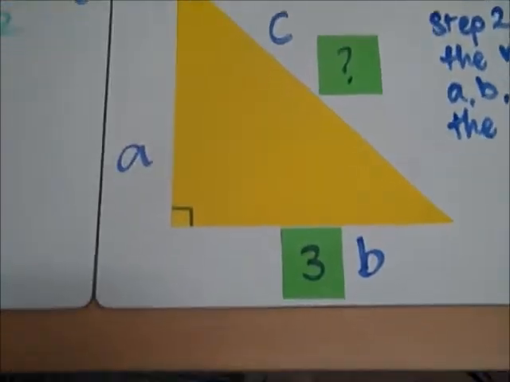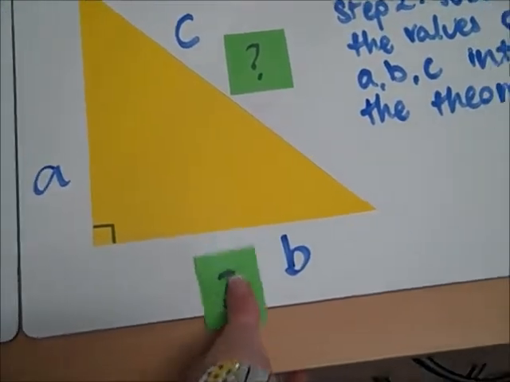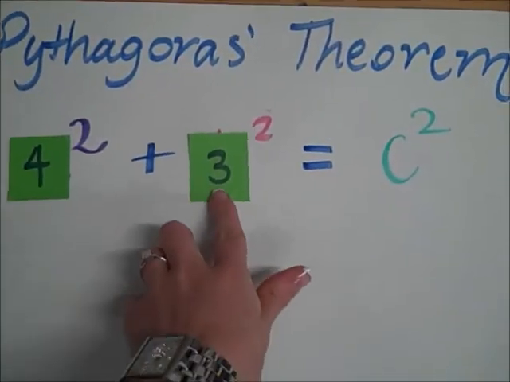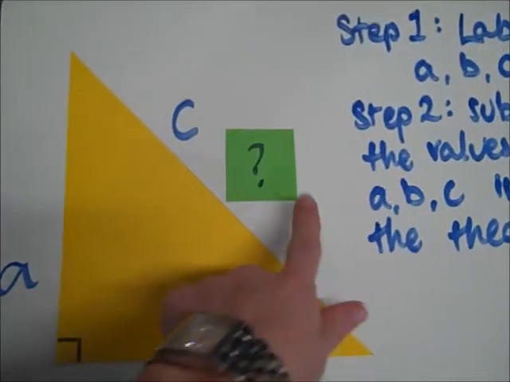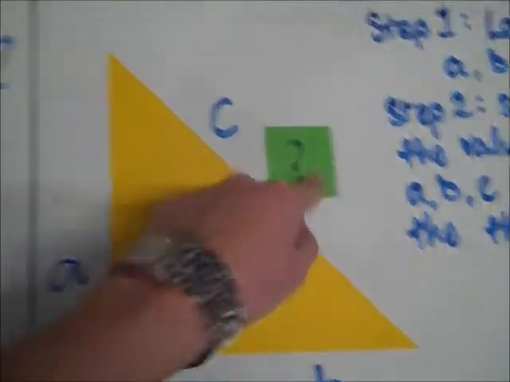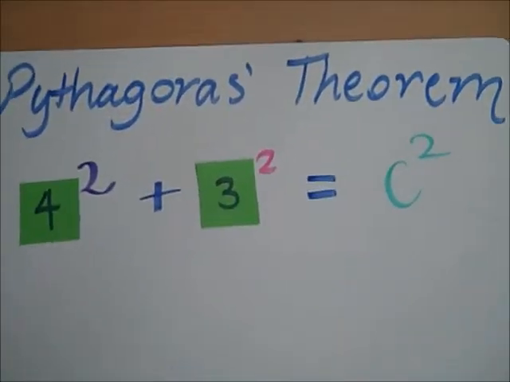Next step is we're going to take our value for the B side of our triangle, which in this example is 3, and we're going to pop that again into Pythagoras' theorem where the B is. So we're substituting our values here. C is what we're trying to work out. So at the moment, because we don't have a value for C, we can leave it as C squared. That's what we're going to solve for today.